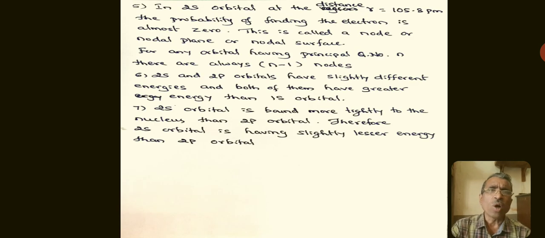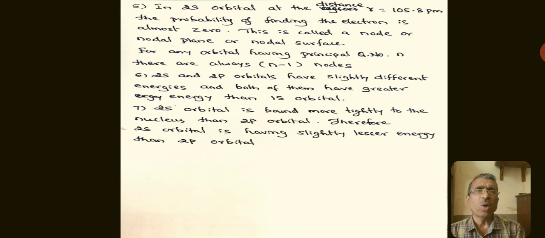In a 2s orbital, at the distance r equal to 105.8 picometer, the probability of finding the electron is almost 0. This is called a node or nodal plane or nodal surface. All mean the same. For any orbital having principal quantum number n, there are always n minus 1 nodes.